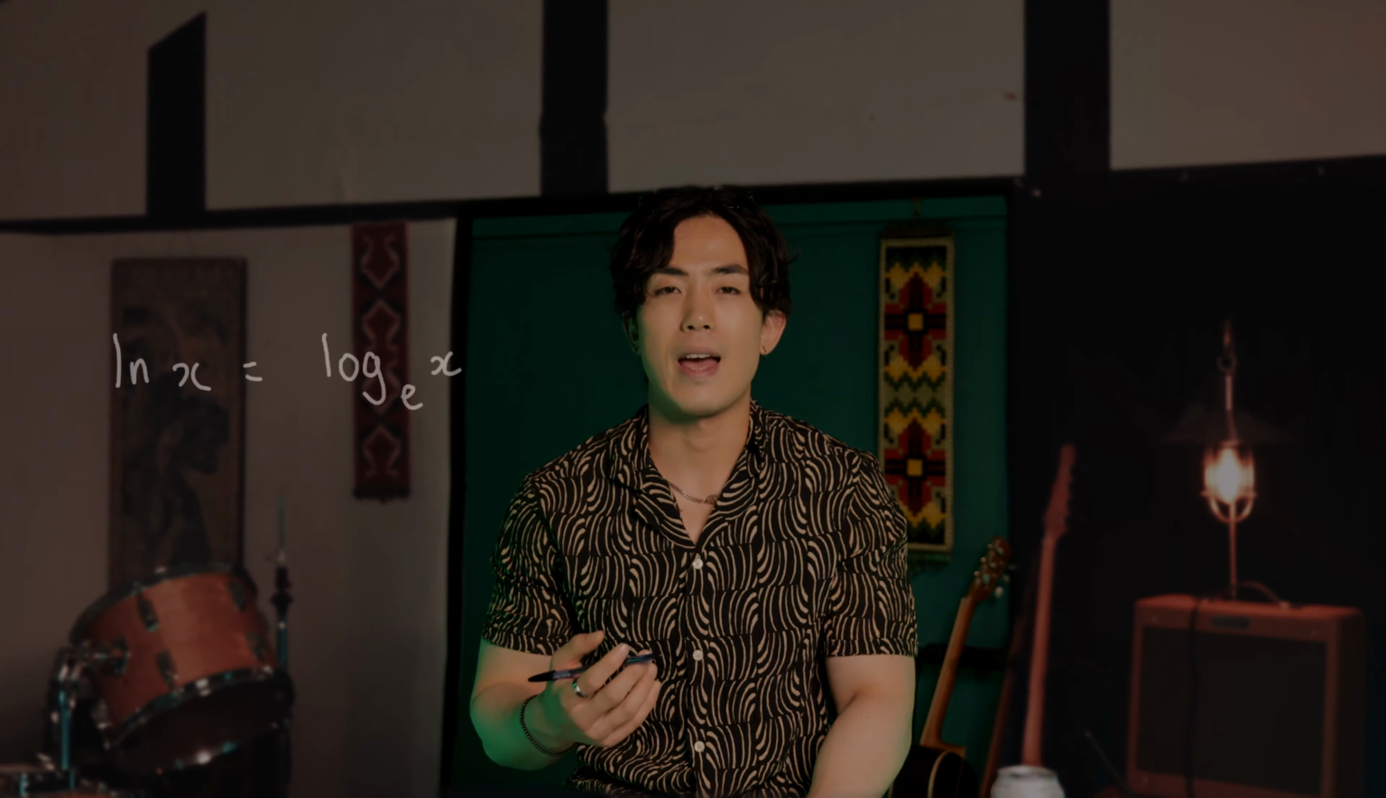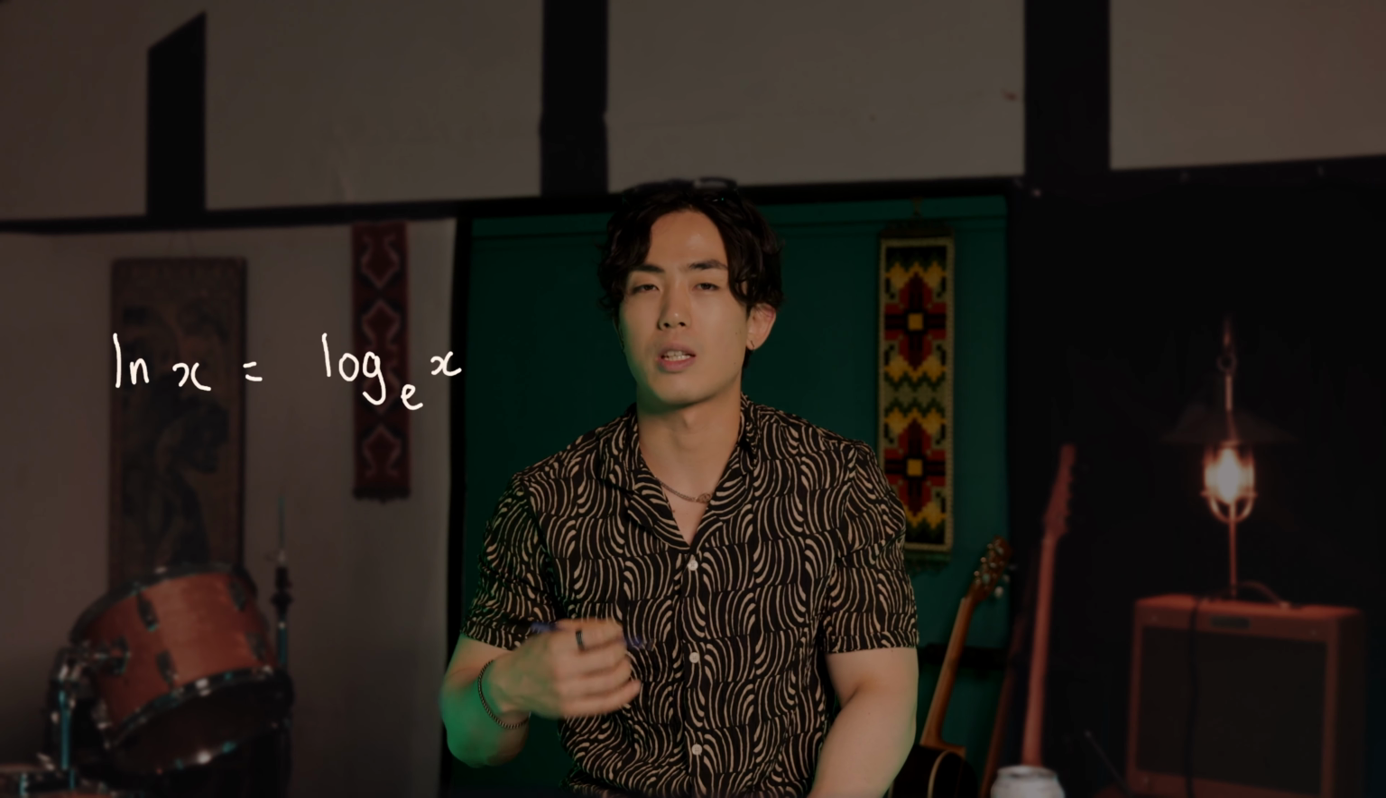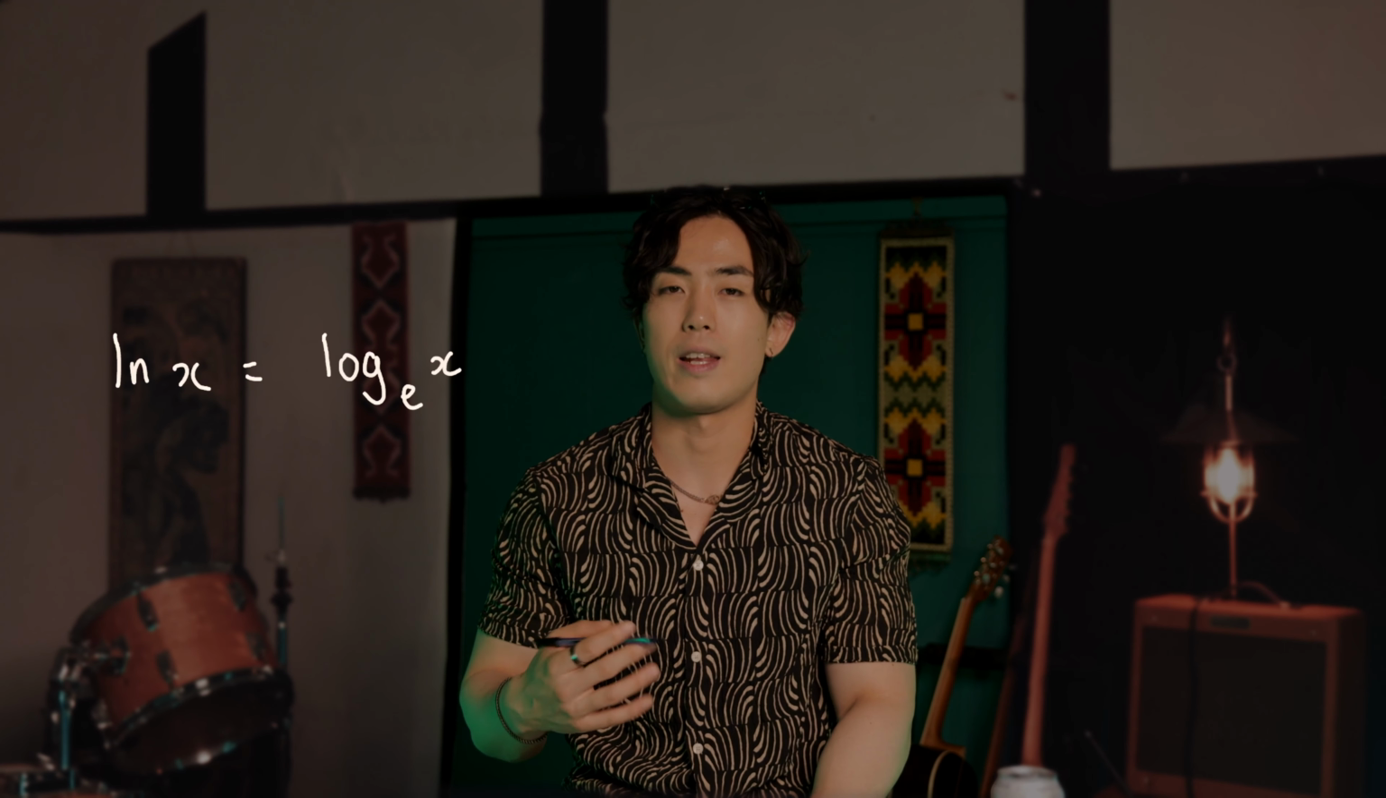Okay, so what is the ln x function? Well, basically, it's a log. We call it a natural log. The reason being is because ln x is equivalent to log x to the base e. So it's got a base e. In this case, we just call it a special name, ln or ln x.